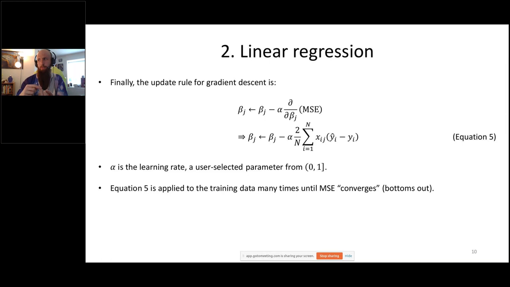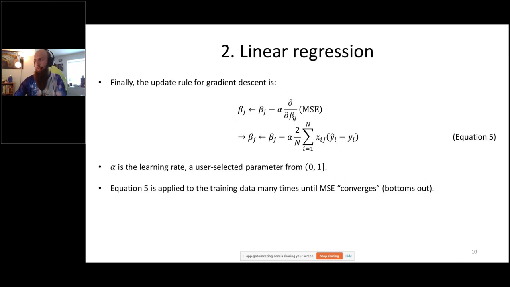And then the opposite is true as well. If you find the derivative of MSE with respect to beta sub j is negative, then you want to increase beta sub j because that should decrease the MSE. So that's where this whole update rule comes from, and that's the payoff of all the silly derivations on the last couple slides.